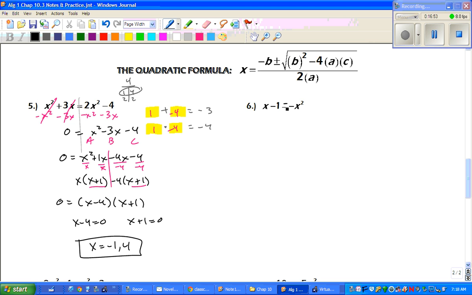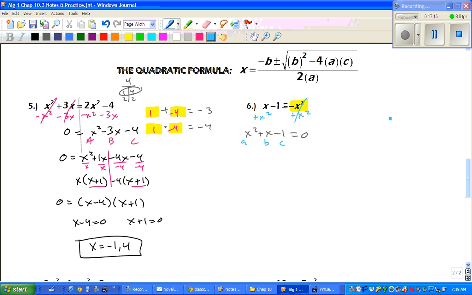Let's do, we only got time for 2 more. So we're going to go with number 6. So, that's negative. I want it to be positive. So I'm going to add the x squared to the other side. And we get x squared plus x minus 1 equals 0.